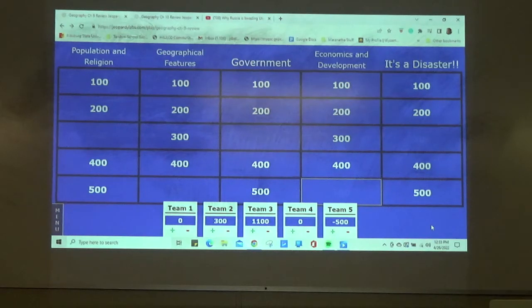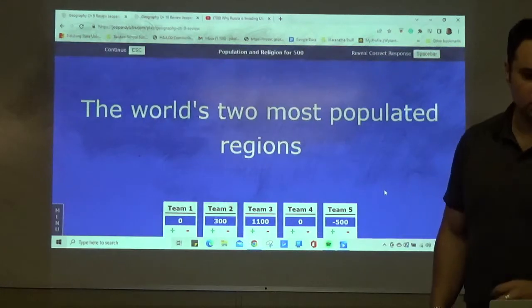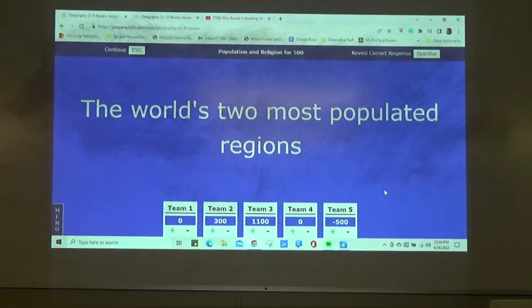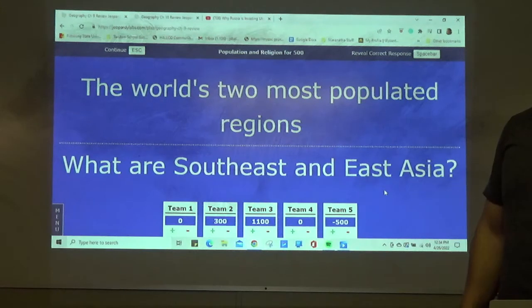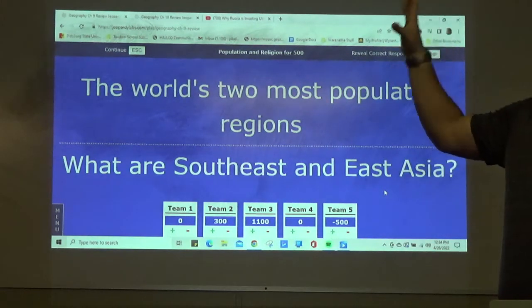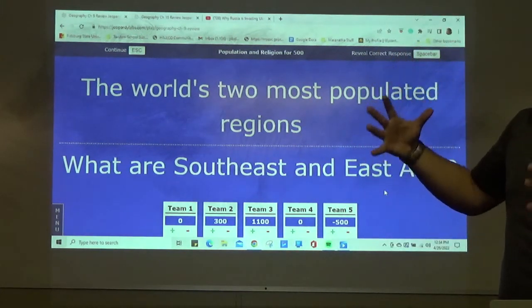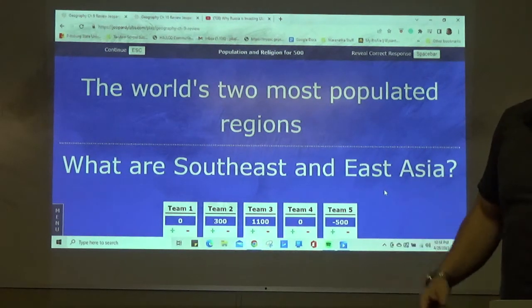Population and religion 500. Okay. The world's 2 most populated regions. Yes. Europe and South Asia. It's literally the very Southeast and top East of Asia. I thought in other chapters it said Europe and Asia in terms of overall regions, but in terms of within, we are within the Asia region. So within the Asia region. It says regions. Yeah. Sorry.